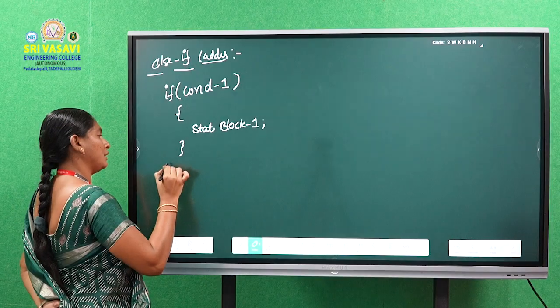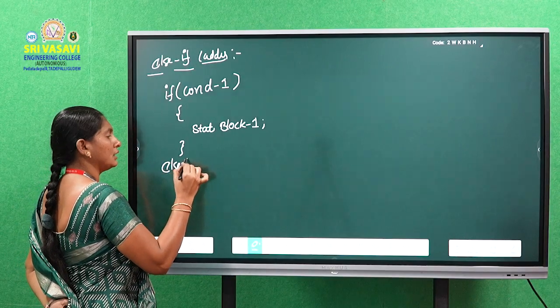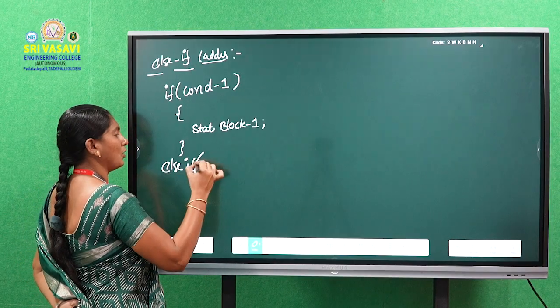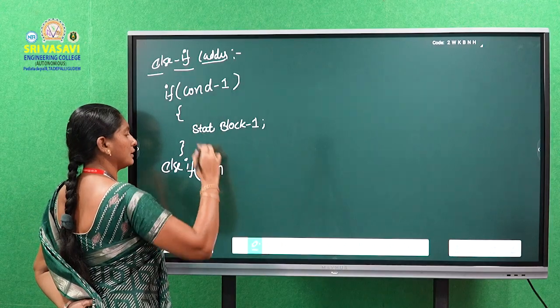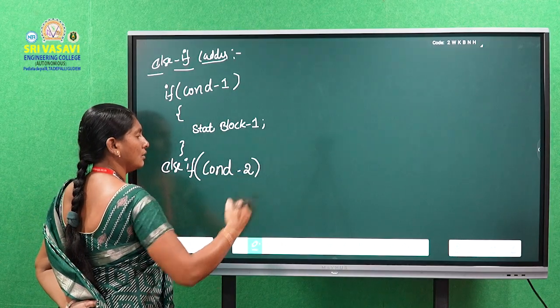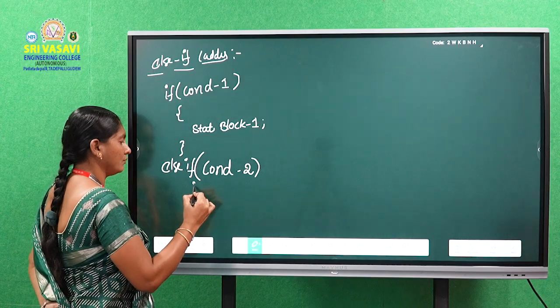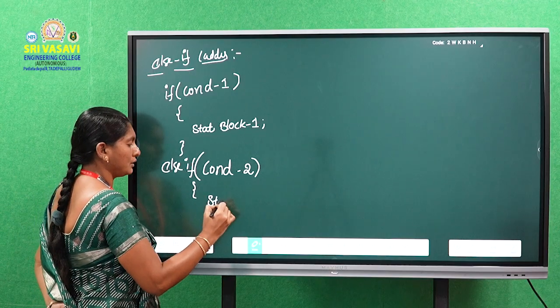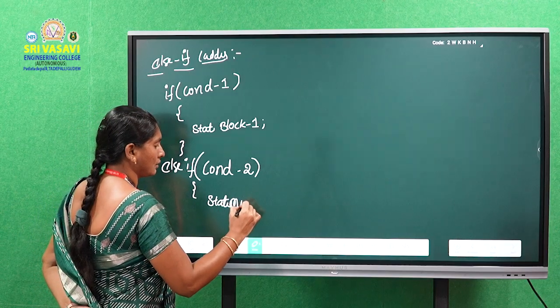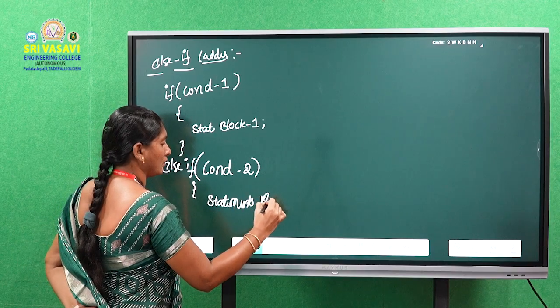If the condition fails, then I will check one more condition, not this condition. I will check this condition. Then I will execute statements in block 2.